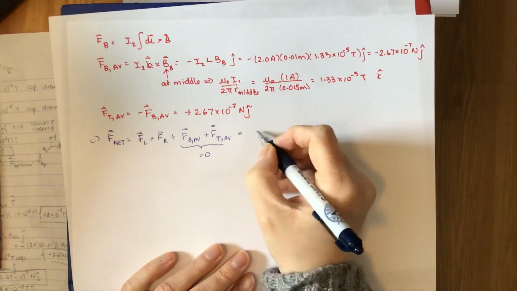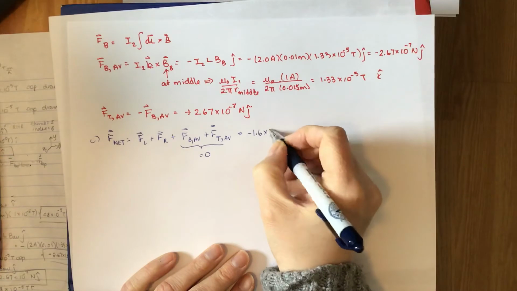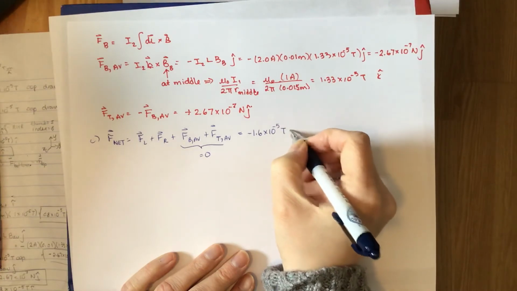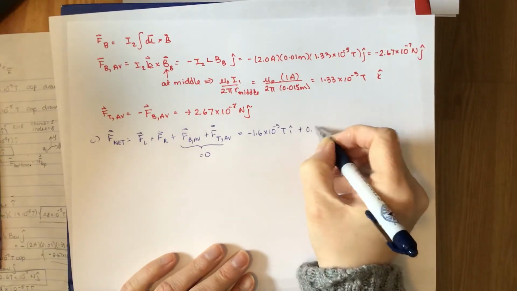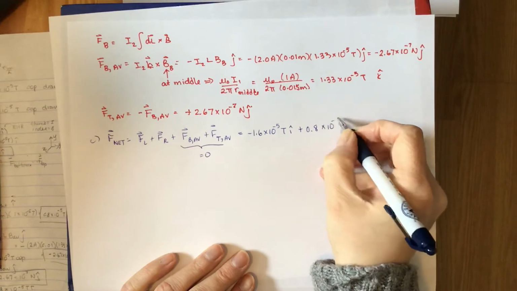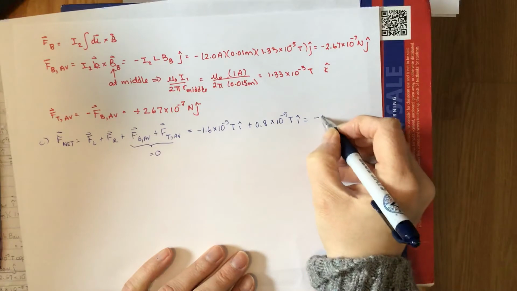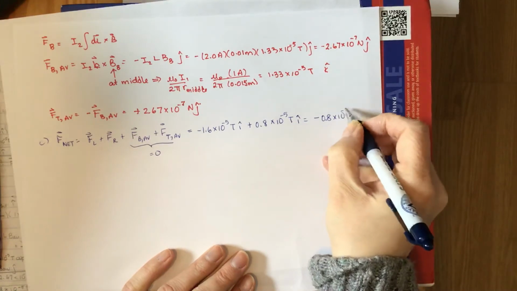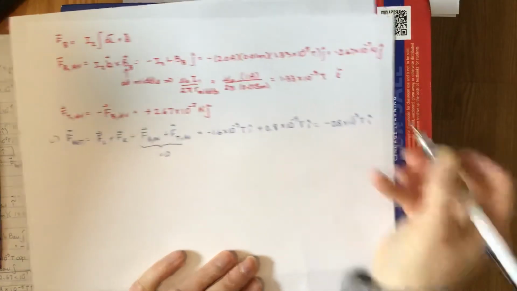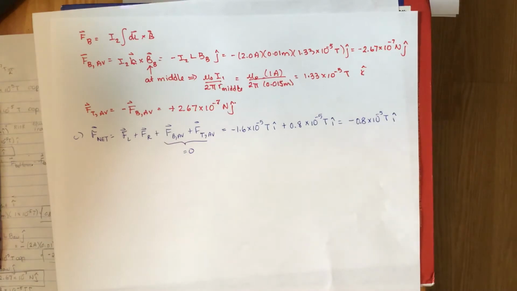Force on the left was minus 1.6 times 10 to the minus 5 teslas. Force on the right was 0.8 times 10 to the minus 5 teslas. Gives us a net force of minus 0.8 times 10 to the minus 5 teslas i hat. So the net force is to the left.